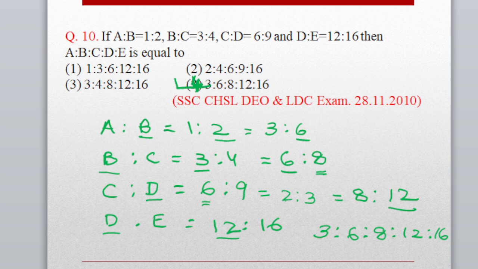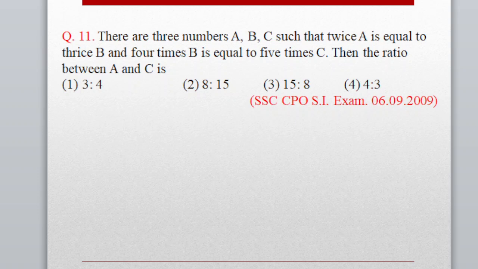Now next question, that is question number 11. There are three numbers A, B, C such that twice A is equal to thrice B, and 4 times B is equal to 5 times C.